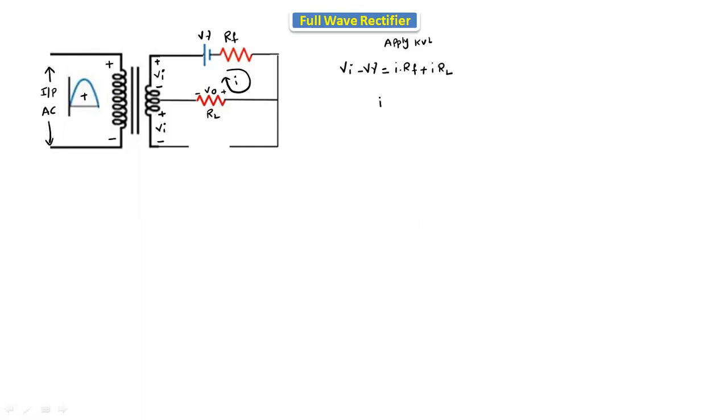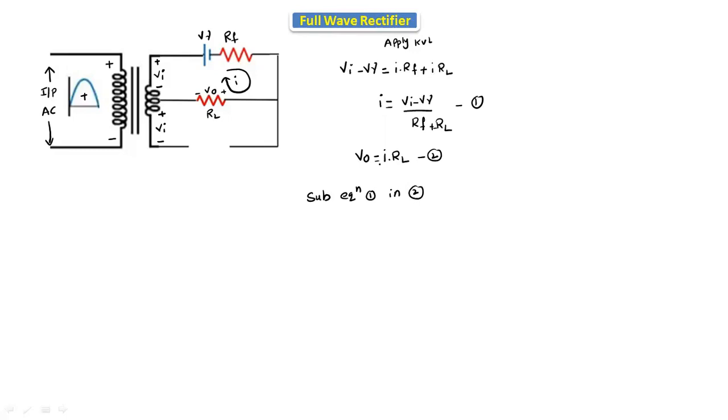From this, if we take I separately, we will get I equals Vi minus V gamma divided by Rf plus RL. Assume that it is equation number 1. The output voltage V naught is the voltage across the load resistance RL. The current passing through the load resistance is I, so V naught equals I into RL. Assume that it is equation number 2. Now we will substitute equation number 1 in equation number 2.